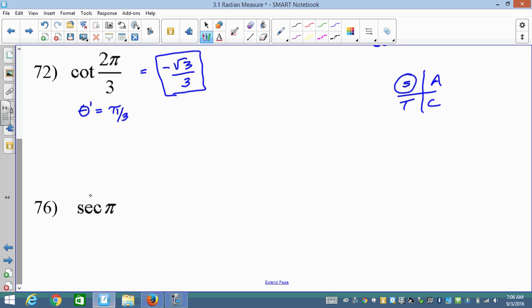Okay, one more here. Secant at pi. Now, hopefully you remember by now that pi is equal to 180. So you can go to 0 or you can go to 180. But secant at pi is equal to -1. If you used secant at 0, you would have gotten 1, but this is between quadrants 2 and 3, where values of x are negative.